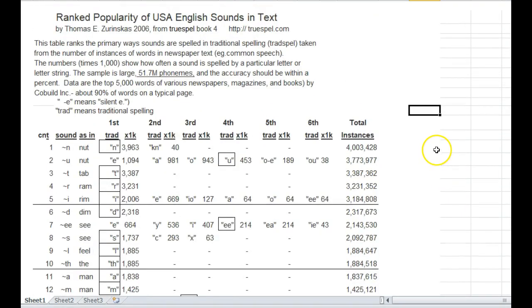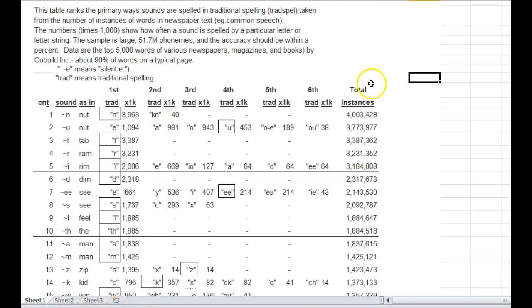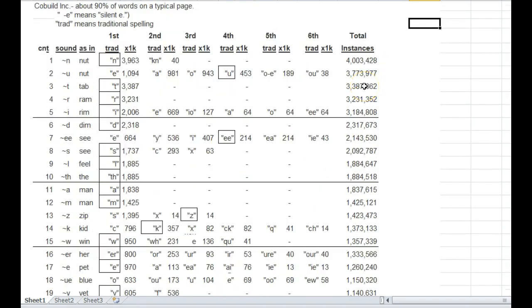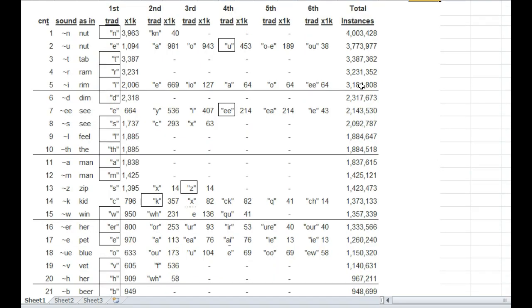Alright, here we go. This is the ranked popularity of English sounds. You can read this here. It is the same data, not represented in percent, but represented in actual data. And so here we go. This is very, very interesting and important, because you have the real data here. You have the ranked phonemes.